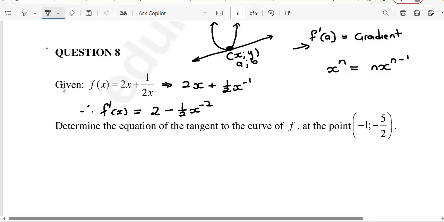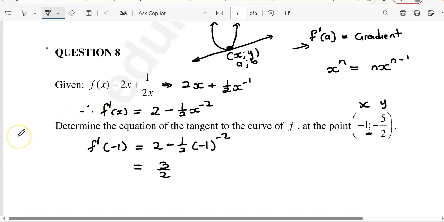Remember, what I just explained is that you take the x coordinate of the point. They say determine the equation of the tangent to the curve f at the point. This is your x, this is your y. On your f prime, you need to substitute where there's x, you put that x coordinate to find the gradient of that tangent. If you put this on the calculator, this will give you 3 over 2. So now that you have f prime, it's easy for you to find the equation of the tangent.